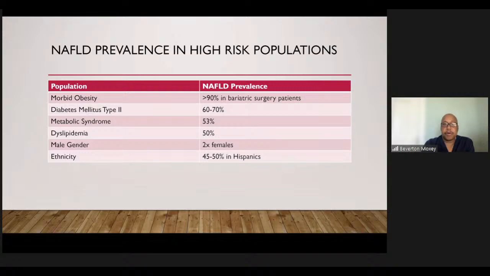So what are some of the risk factors? When we look, I want to focus your attention on the column on the left. That describes the characteristics of certain persons or a patient population.